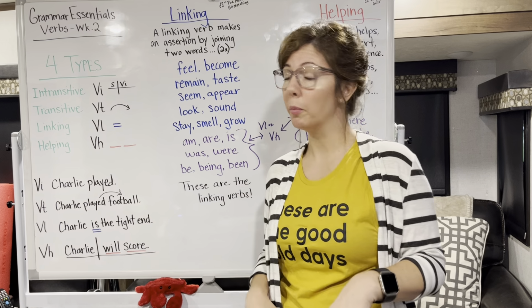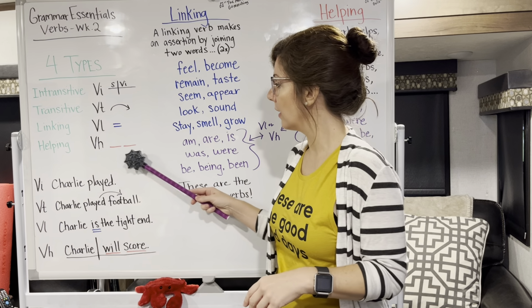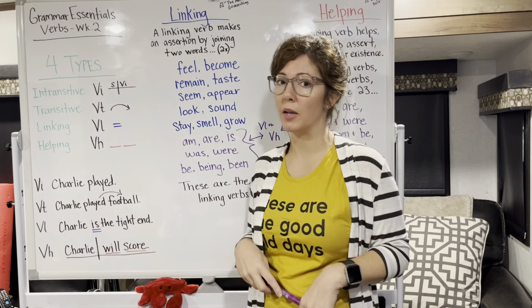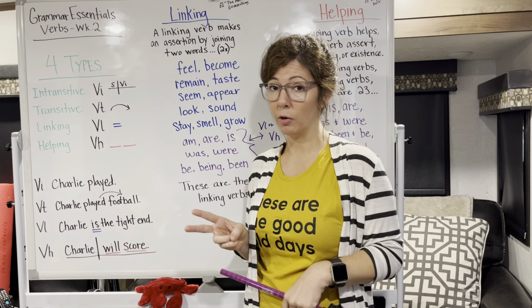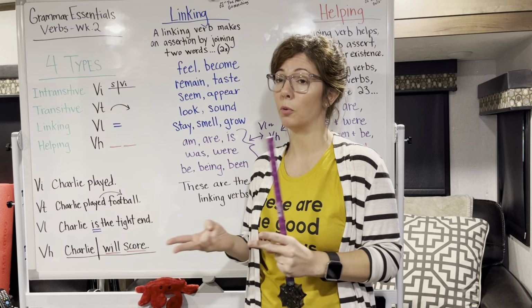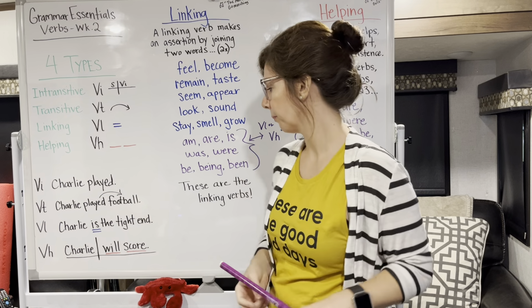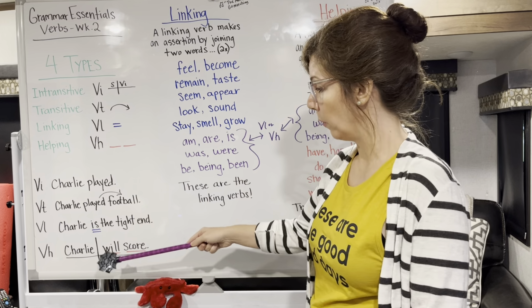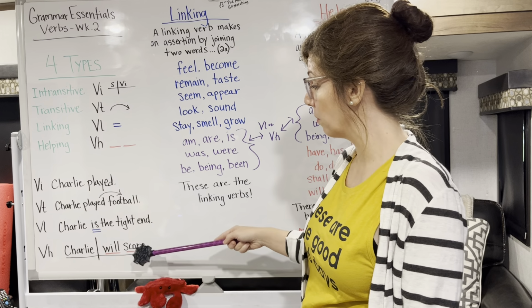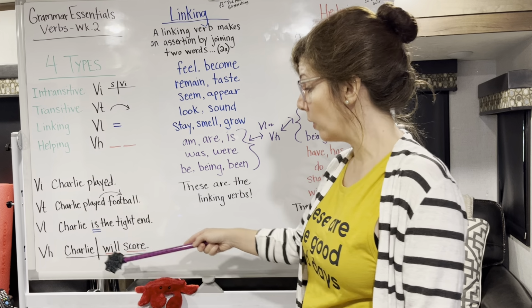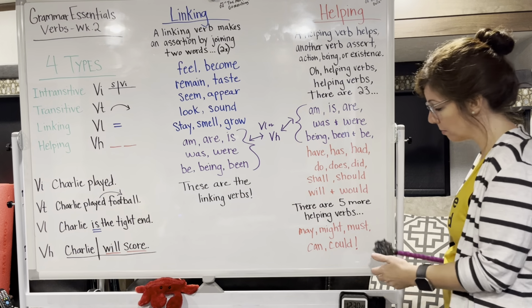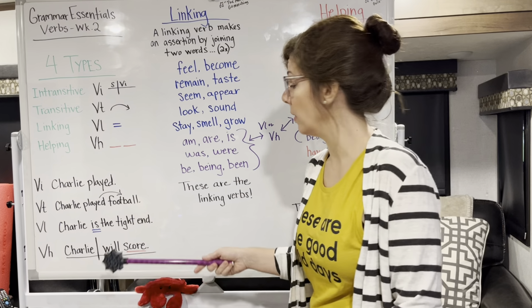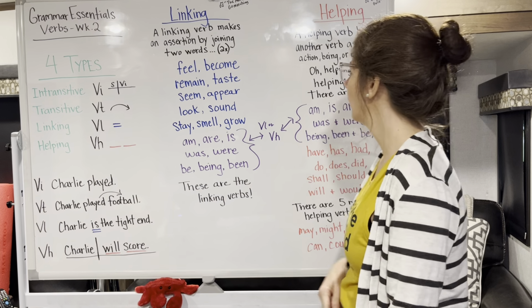With our helping verb, we have our 2 little lines because there are going to be 2 verbs within that sentence when we have a helping verb, because that helping verb is coming to help another verb. Will would be our helping verb. It's coming to help score. Charlie will score. We could say Charlie, take one of our other helping words, must. Charlie must score.